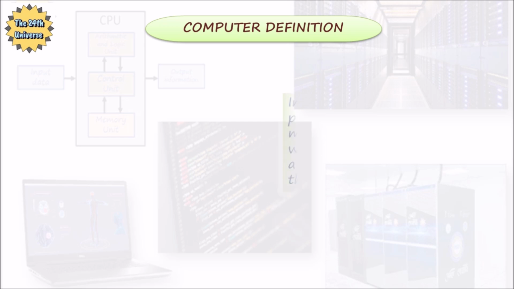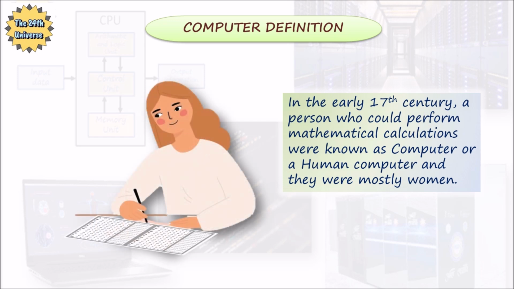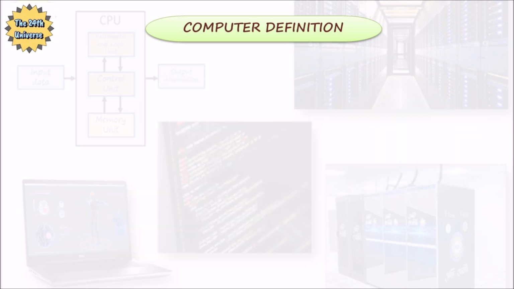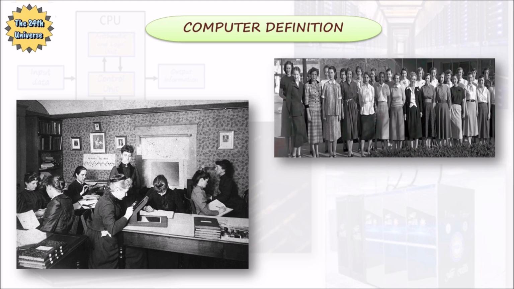In the early 17th century, the term computer meant one who computes. A person who could perform mathematical calculations was known as the computer or human computer. Teams of people, often women, from the late 19th century onwards were used to undertake long and often tedious calculations. The work was divided so that this could be done in parallel. The same calculations were frequently performed independently by separate teams to check the correctness of the results.